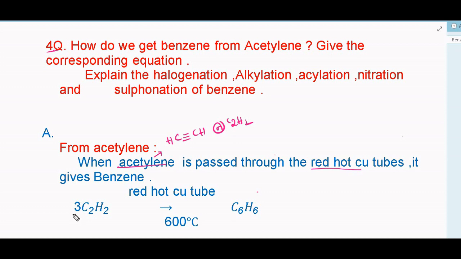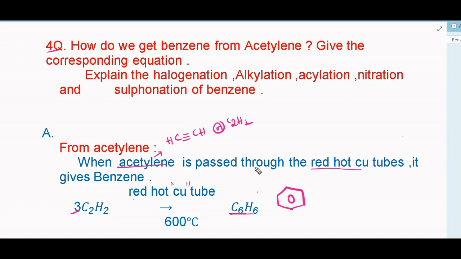How many moles are we taking here? 3 moles. When acetylene is passed through the red hot copper tubes at 600 degrees centigrade, it gives us benzene, C6H6. Our structure we can write like this. If you are good at writing the benzene structure, you write the benzene structure. Otherwise, you write the chemical formula of benzene here. This is the preparation method of benzene.